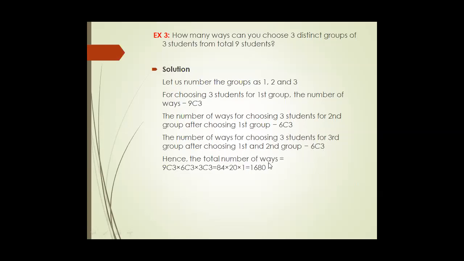The total number of ways is just multiplying them, because one does not depend upon the other: 9C3 into 6C3 into 3C3. Just evaluate the value, and the answer is 1680.